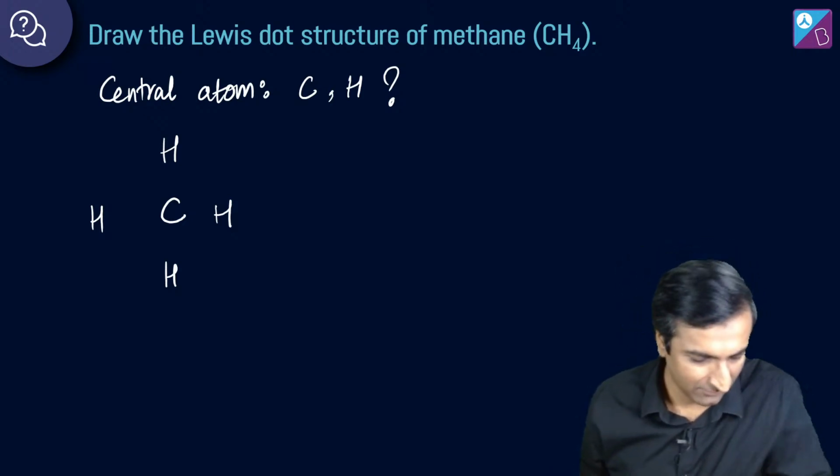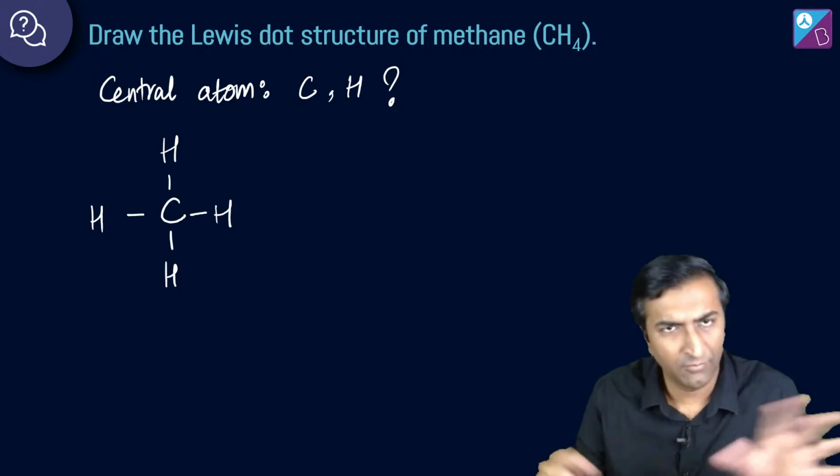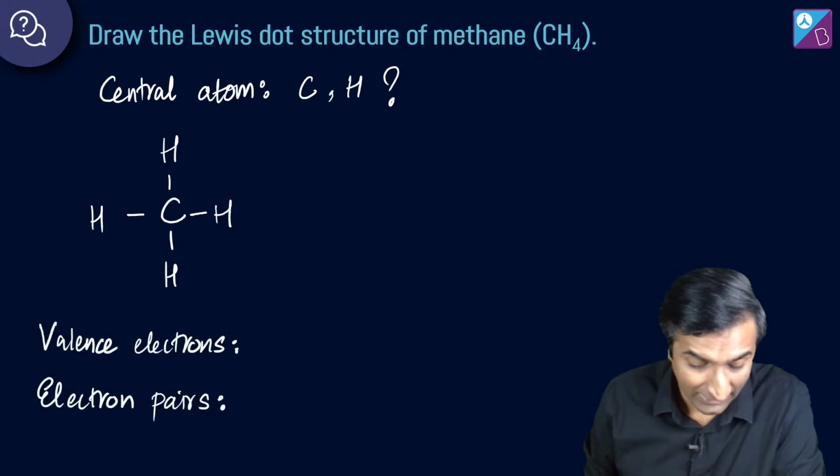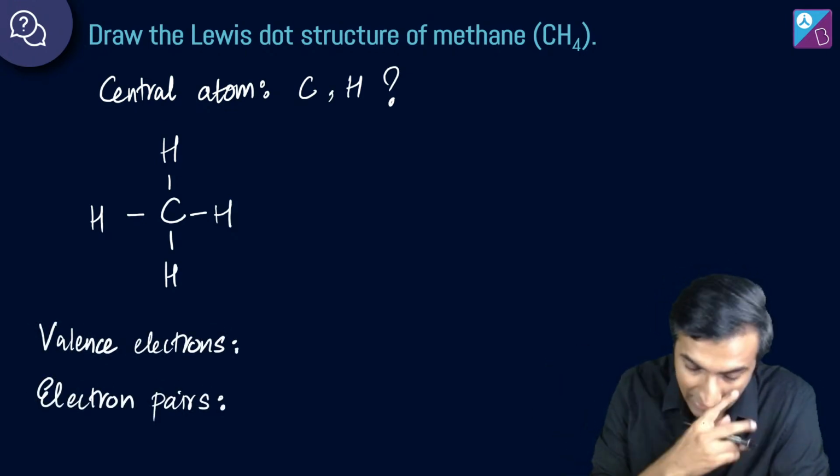4 CH bond, central atom, that's all. Absolutely. So what do I do next? Let's form those single bonds. ठीक है. कितने valence electrons हुए? कितने electron pairs? Can you tell me that? Medha is saying 4 CH bonds. We have done that. How many valence electrons?